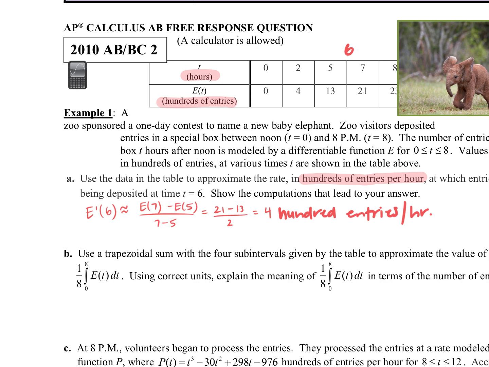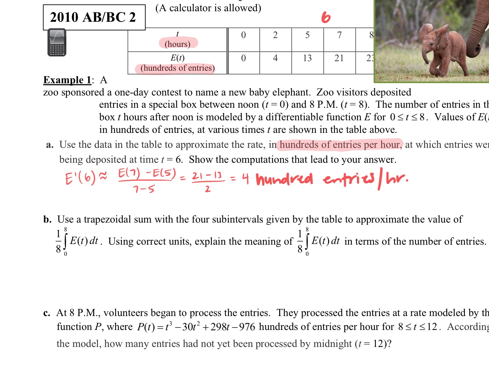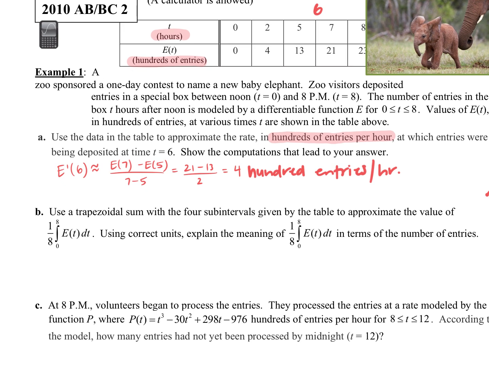Okay. Example B says to use a trapezoidal sum with our 4 subintervals on our table to approximate the value of 1 over 8 times the integral of 0 to 8 of E of t. We need to use correct units and then explain the meaning of 1 over 8. So this should look familiar, should look something like we did last class.